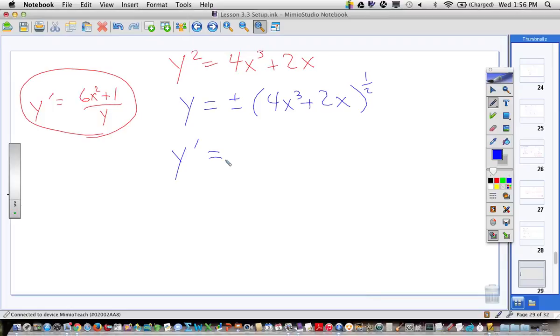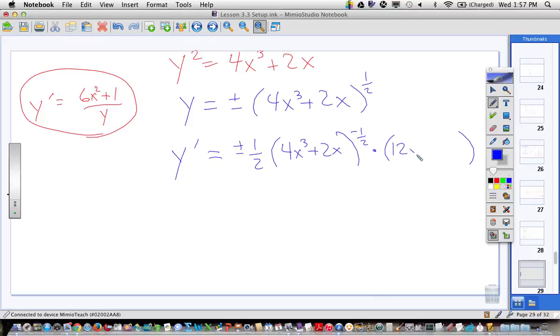So what do I do? Bring the 1/2 down in front. This would be 4x cubed plus 2x left alone, to the negative 1/2, times parentheses.